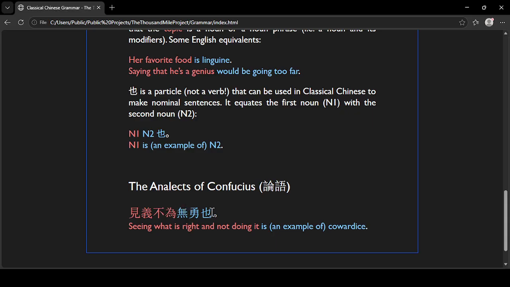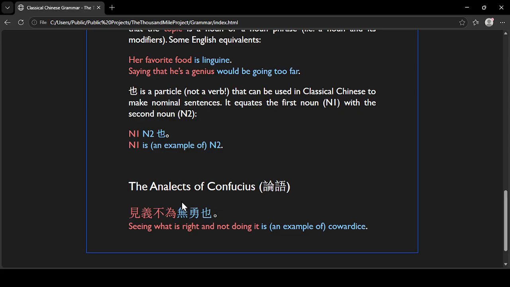Then moving on to the comment. This is a negation particle. It negates a following noun. Basically, it says there is no noun. This character here means courage. And then, of course, this is the particle we've been talking about.